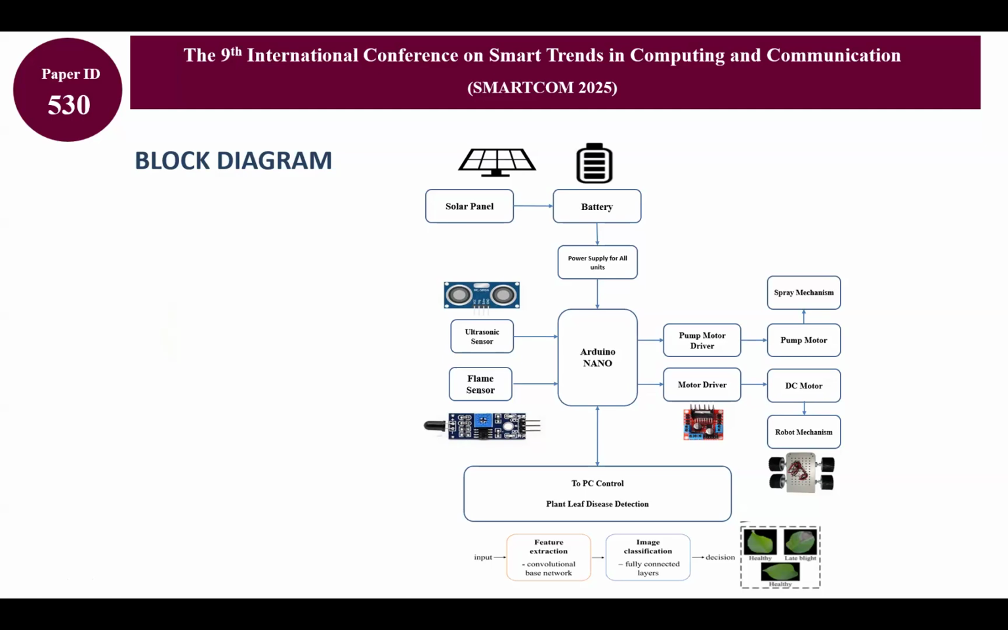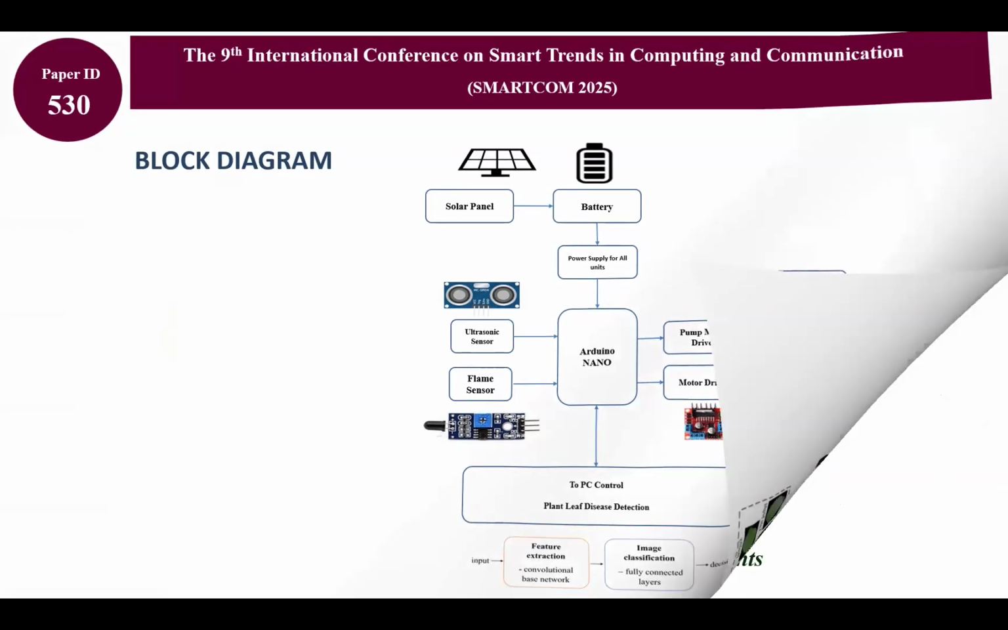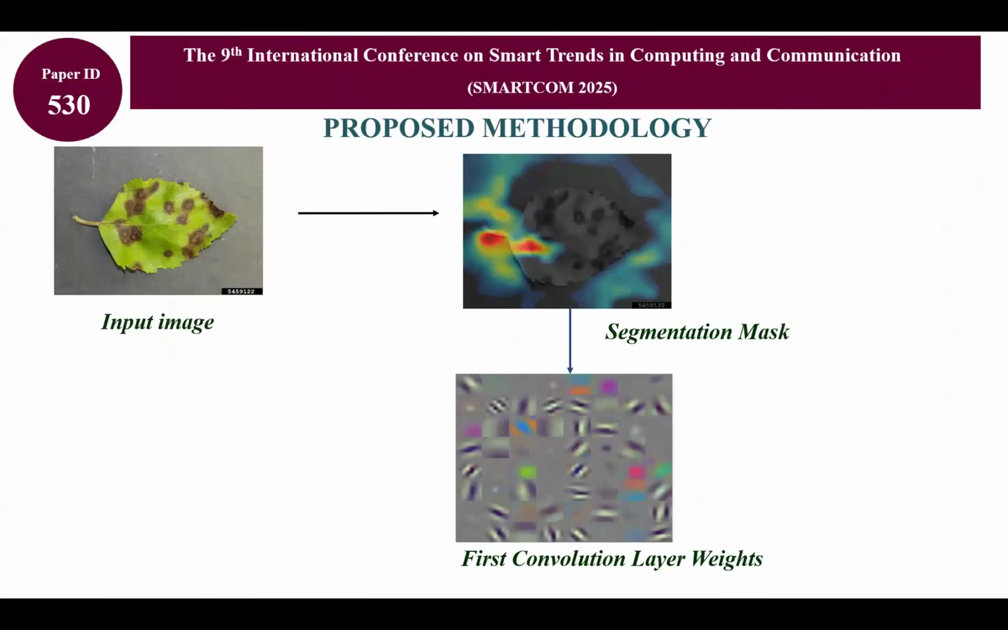Once the pest is identified, a target spraying mechanism is activated. The entire system operates using an Arduino Nano based robotic module and a motor driver for the movement. We use the L293D motor driver for the movement. The modularity of the system ensures easy scalability and adaptability for different crop types and farm sizes. So this is the proposed methodology.